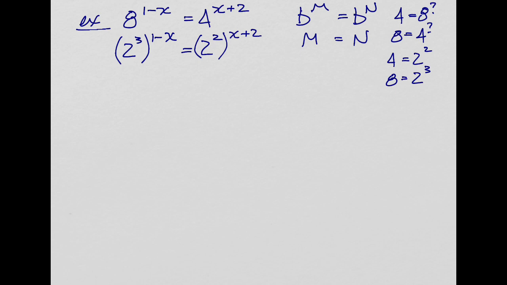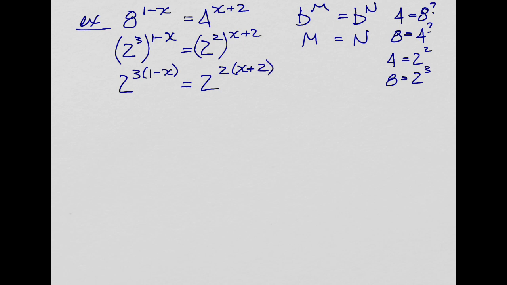Well, let's see. 2 to the third to the 1 minus x. If I have something to a power to another power, I'm going to simplify by multiplying the powers together. So this is 2 to the 3 times 1 minus x. Those parentheses are critically important. We need them. On the other side of the equal sign, same idea. This is 2 to the, I'm going to multiply my exponents, 2 times x plus 2.